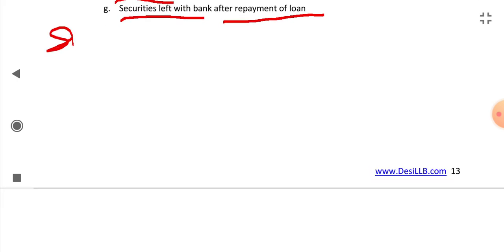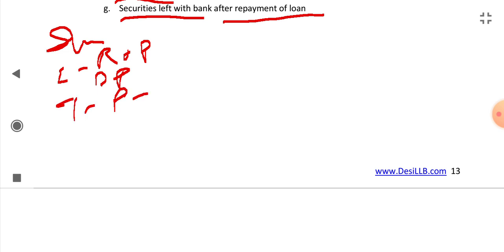Now the summary of the chapter. First, we saw what is lien. Lien was the right of possession of property for any due payment. Then types of lien. One was particular, in which the property possessed was in connection to the due payment, and another was general lien, in which the property possessed may not have any connection with the due payment.